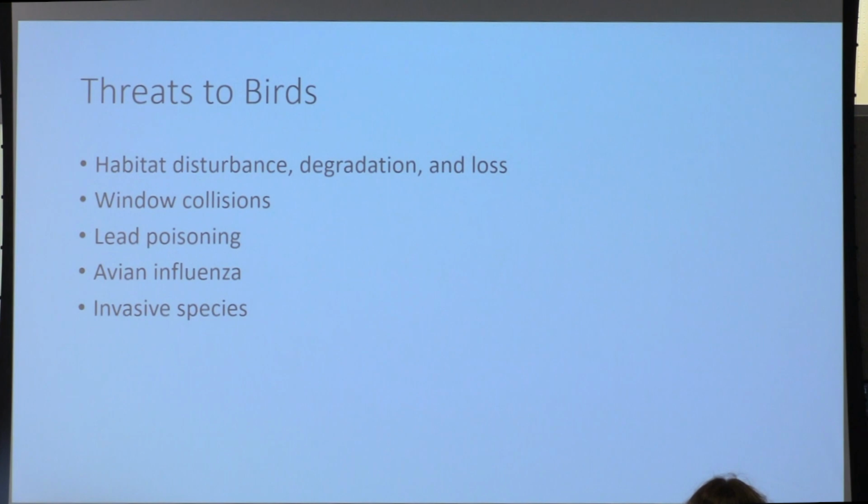So as far as threats go, we have habitat disturbance, degradation, and loss, which we mentioned during our wildlife conflict. Window collisions, lead poisoning, avian influenza, and then invasive species.